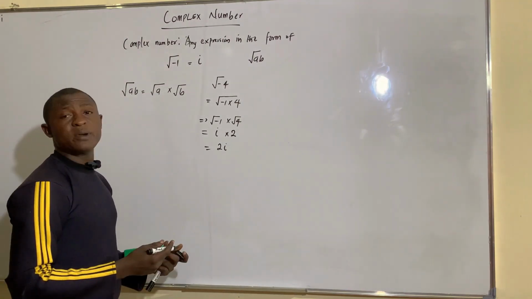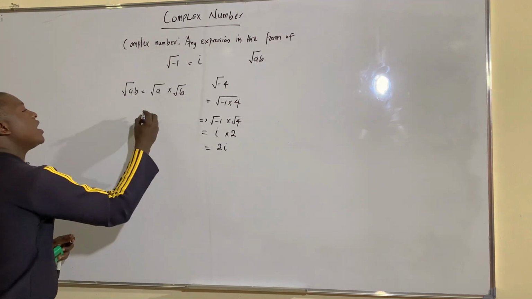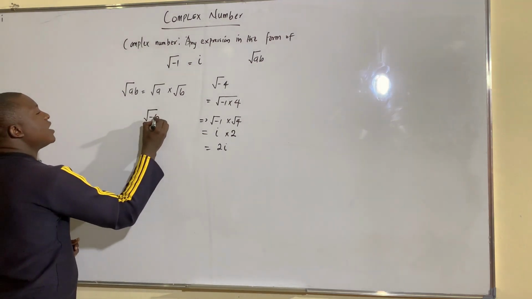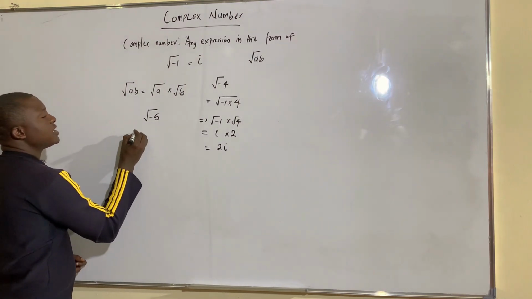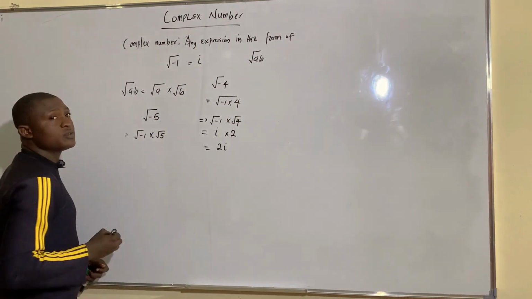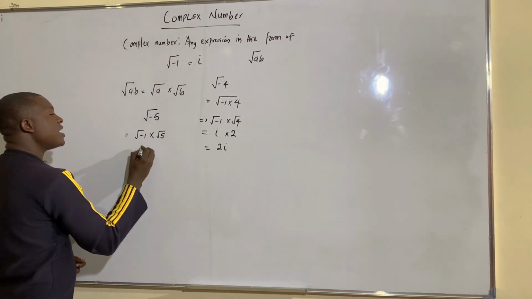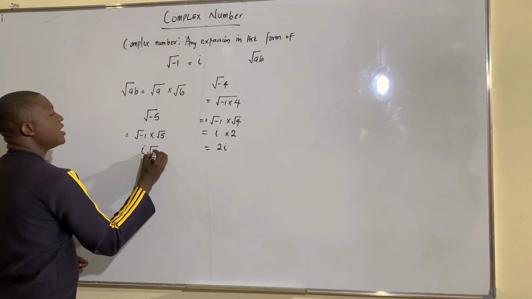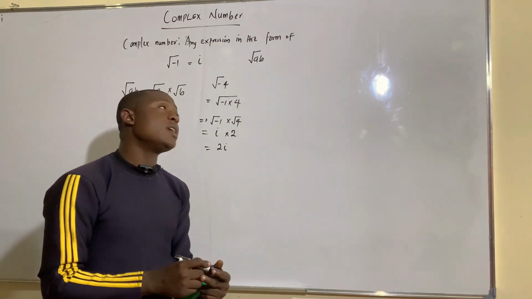Even if the number is not a perfect square, let's say the number is rational or irrational, for example, I have square root of -5. The same logic, I can say this is the same thing as square root of -1 times square root of 5. So square root of -1, as I told you earlier, is the same thing as i, then root 5. So those are the things that we need to take note of in these complex numbers.